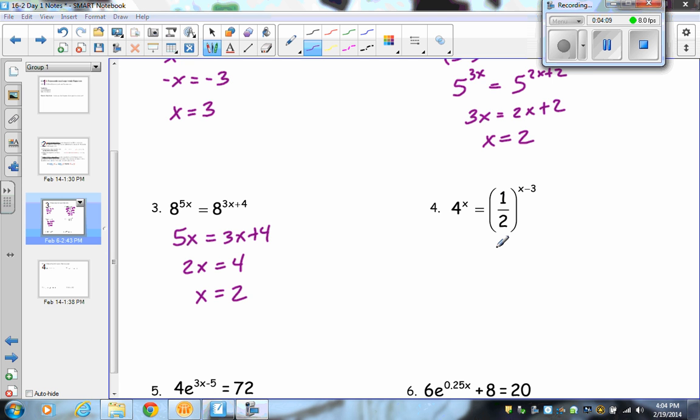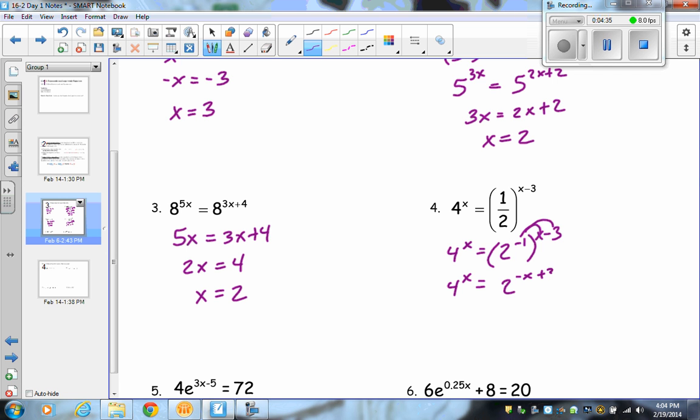Whenever we have a fraction, you're going to want to rewrite that fraction using a negative exponent. So 1/2 is really just 2 to the negative first, so that's going to be 4 to the x equals 2 to the negative 1 to the x minus 3. Distribute the negative 1. So 4 to the x equals 2 to the negative x plus 3. Now we want to come up with a common base. I can write 4 using a base of 2 because 4 is just 2 squared.